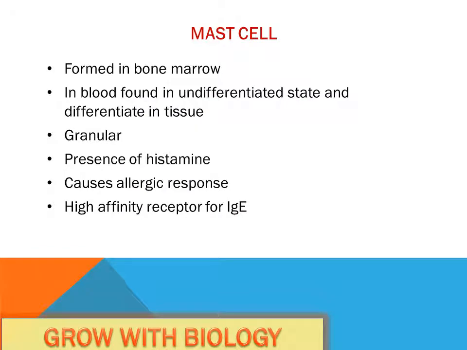Next is mast cell. Now, mast cell is formed in bone marrow. It is found in an undifferentiated state in the blood, and it will differentiate when it enters the tissue. It is granular, it has the presence of histamine, it causes allergic response, and it has high affinity for IgE. This is mast cell.